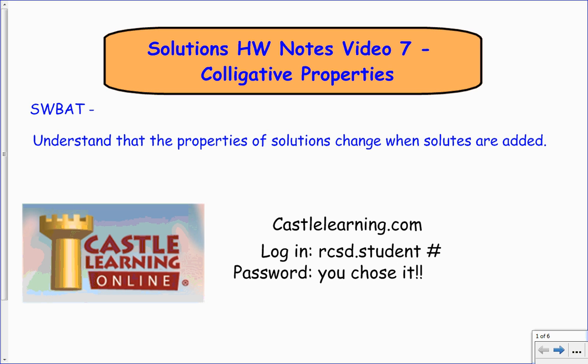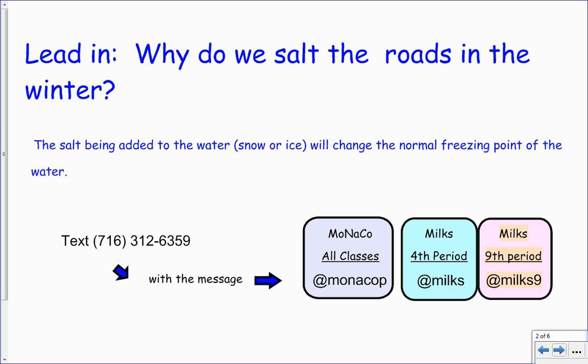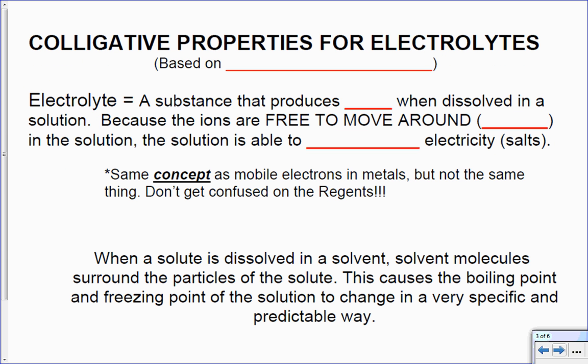Woohoo! Colligative properties. We need to understand that the properties of solutions will change when I add solute, specifically our melting point and our freezing point. So we'll understand now why I salt the roads: salt being added to water, snow, or ice will change the normal freezing point of that water, hence making it look like it melted. This will be the property that helps us get through our last lab, which is making ice cream.